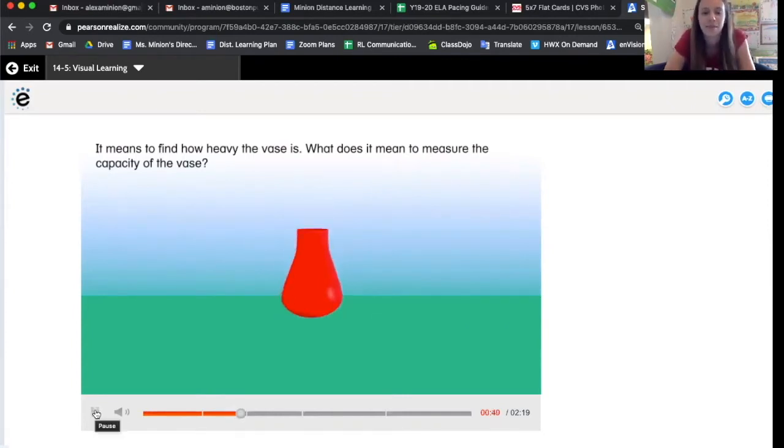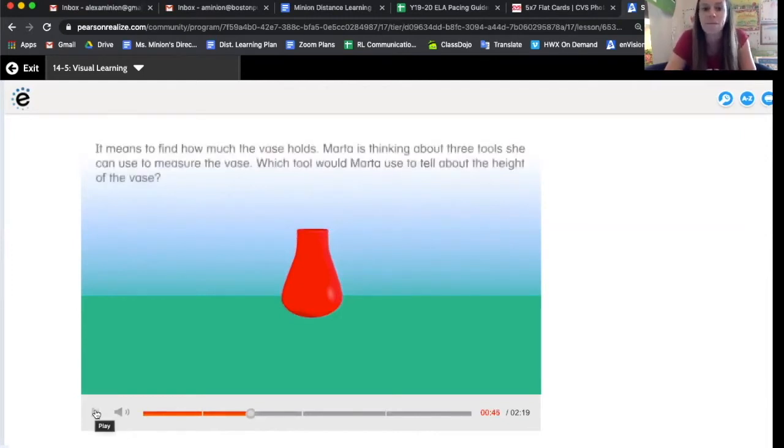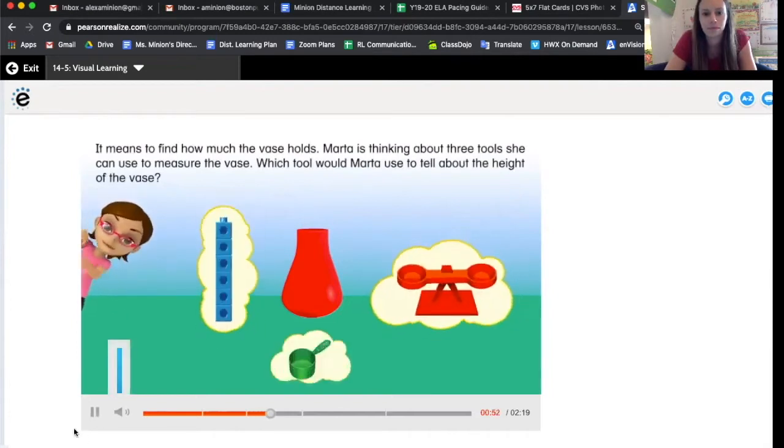What does it mean to measure the capacity of the vase? Let's think about that. What happens when you measure the capacity? Yeah, you're trying to figure out how much it holds, how much water or juice or milk, whatever liquid you want to put in there. It means to find how much the vase holds. Marta is thinking about 3 tools she can use to measure the vase.